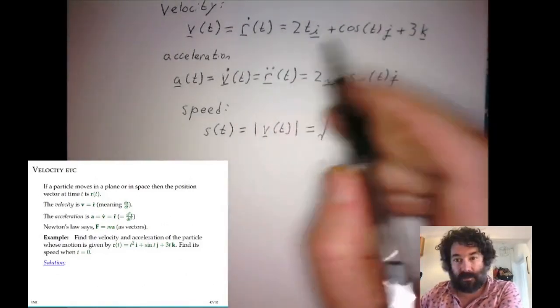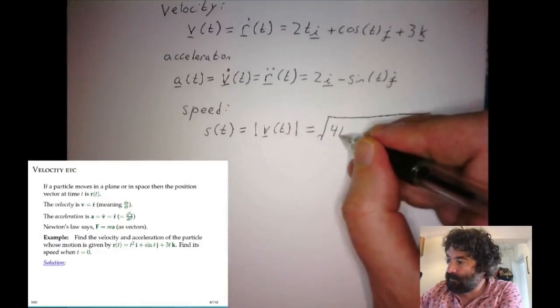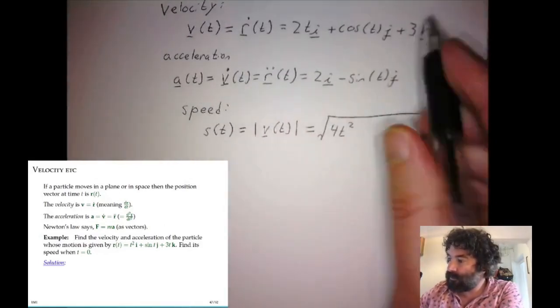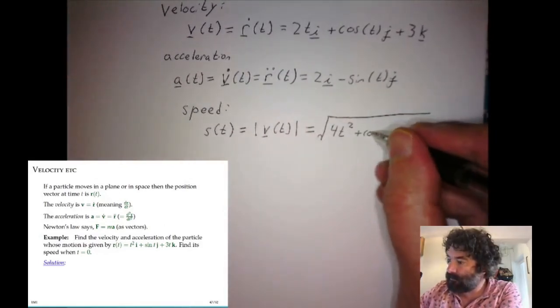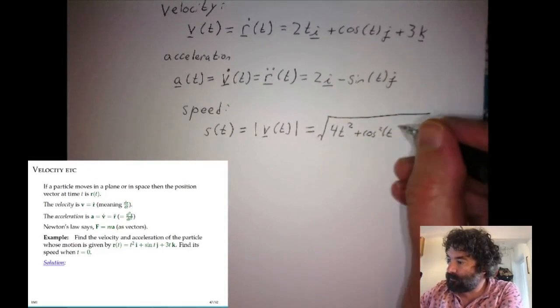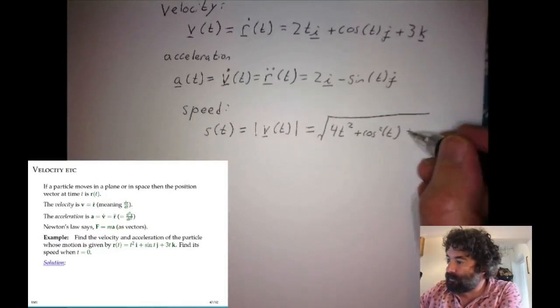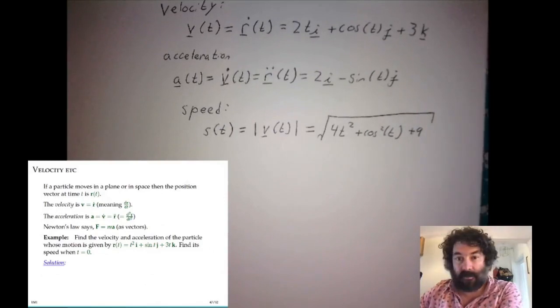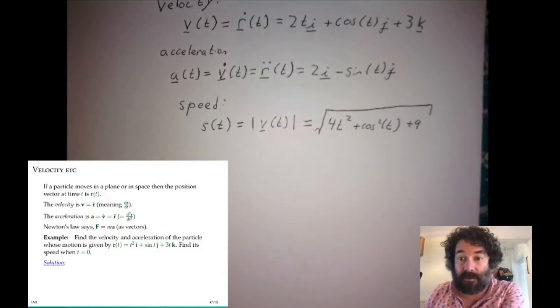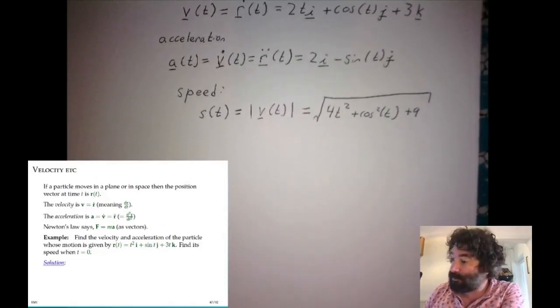So 2t squared would be 4t squared plus cosine of t squared plus 3 squared, which would be 9. And so this is the speed as a function of time. Actually, it asks you to say, what is the speed at time t equals 0?